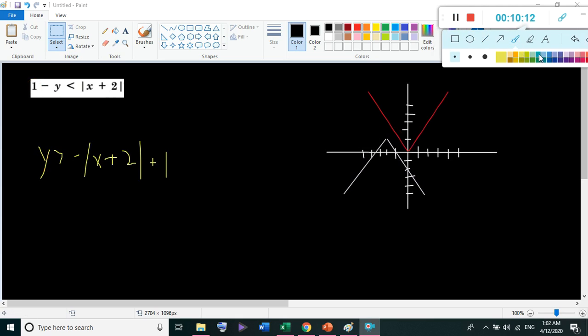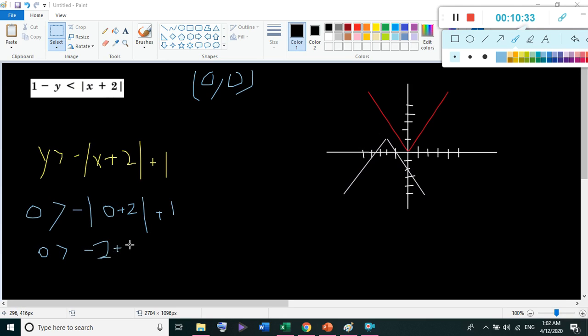Okay, so now let's substitute the point 0, 0 into the equation. It's going to be 0 greater than negative 0 plus 2, plus 1. It's going to be 0 greater than negative 2 plus 1, 0 greater than negative 1. Now, is this true? Is 0 greater than negative 1? Yes, it's true.